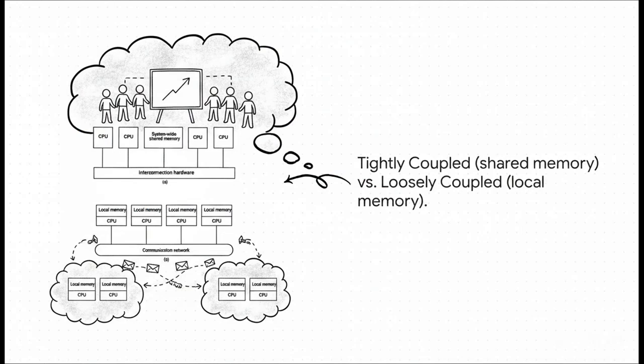And this visual really gets to the heart of it. On the left, you've got your classic tightly coupled system. All the brains, the CPUs, are sharing one big chunk of memory. It's like a whole team huddled around a single whiteboard. Everyone sees the same thing instantly. But on the right, that's our distributed system. It's loosely coupled. Every computer has its own private memory. It's more like that same team, but now they're all in separate offices. If they want to work together, they can't just look at the whiteboard. They have to actually send messages back and forth.